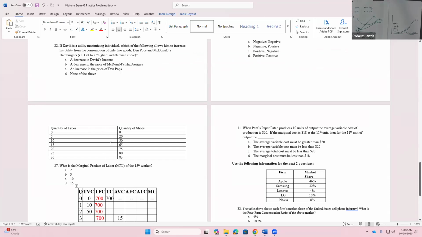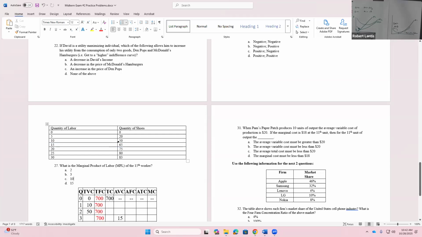So if I have something that looks like this, if I'm looking at the 15th worker, how would I identify what the marginal product of labor is? My marginal product of labor should be the change in what? Quantity or output divided by a change in the quantity of labor or the number of workers, right? So what's changing? I'm looking at how many units of output my workers are adding. So output is changing, that's what's in my numerator, divided by a change in what? A change in the quantity of labor.